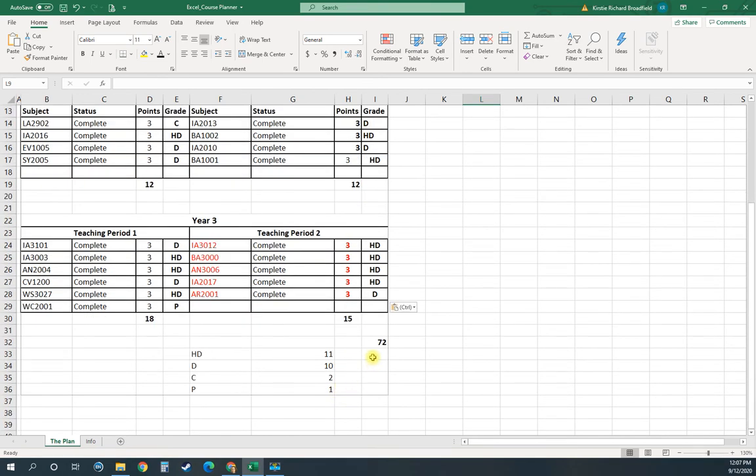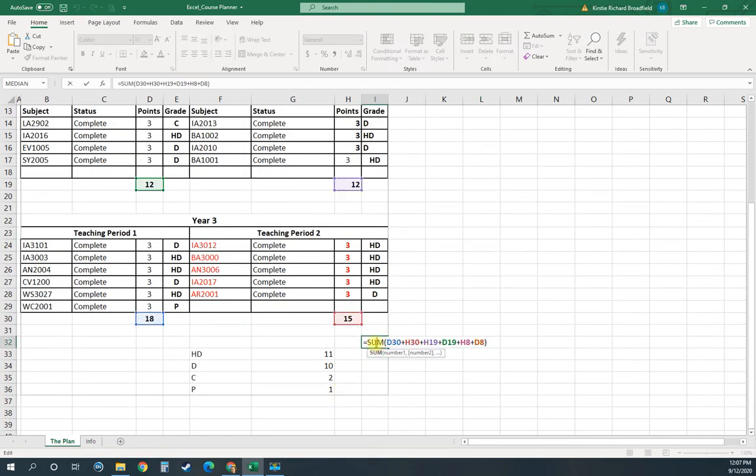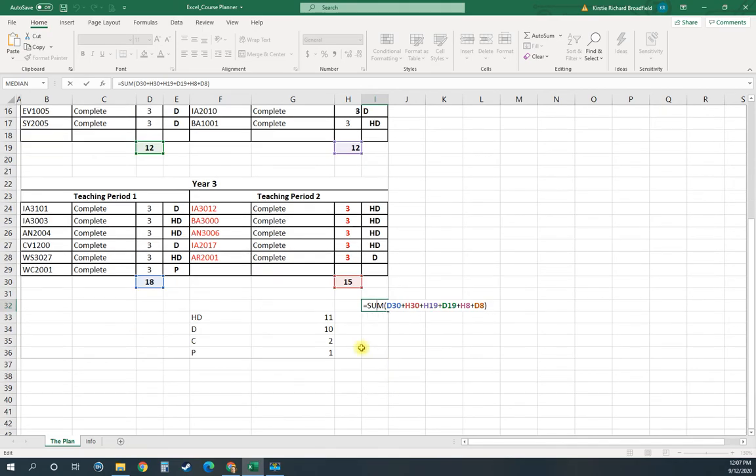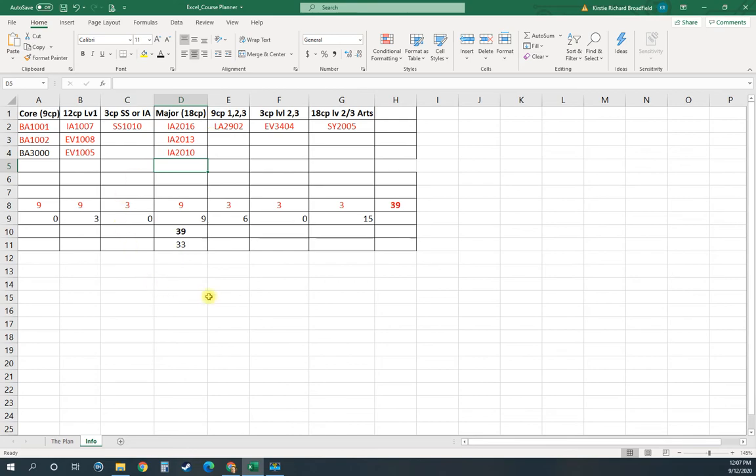And again, you can see here that you've got your 72, so that is equals sum, and then adds up all the credit points here. So you know that you've achieved your credit points. So it's again just double checking here.